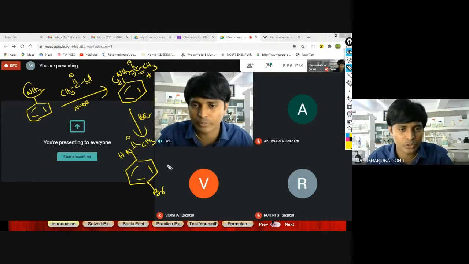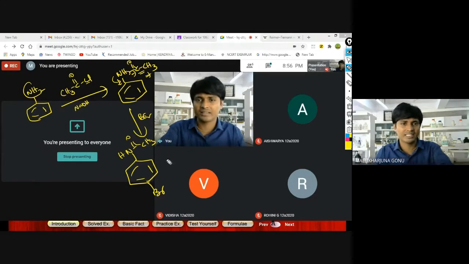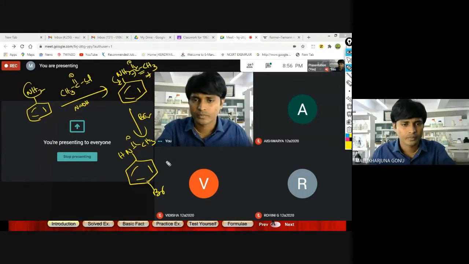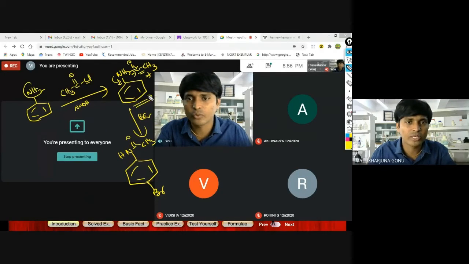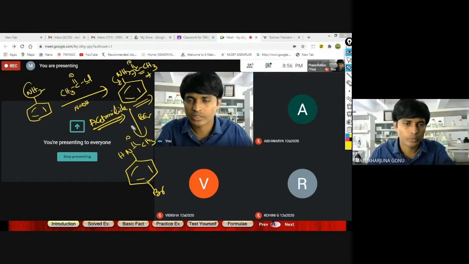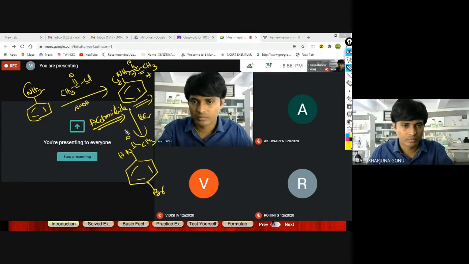Here electrophilic substitutions are something different, it's not like the others. You are making it as an acetanilide. We call it as acetanilide. This compound is called the acetanilide. So that's how para-bromo compound you can get.